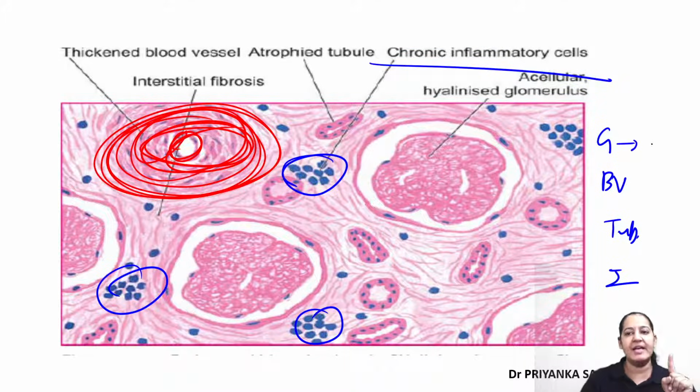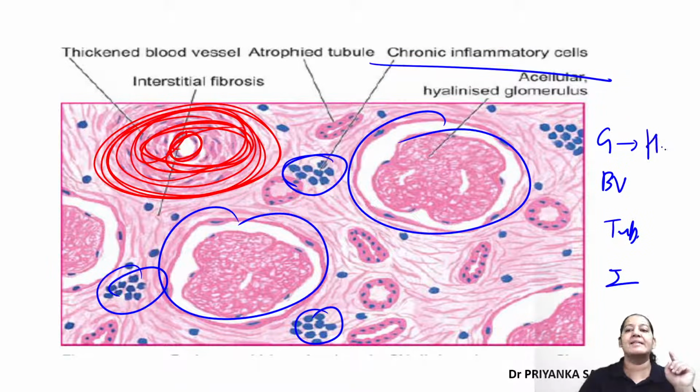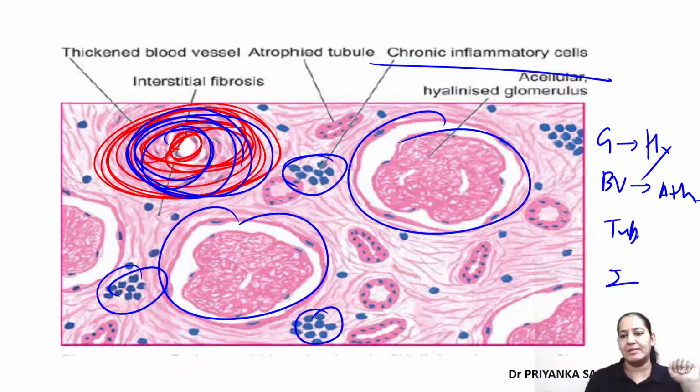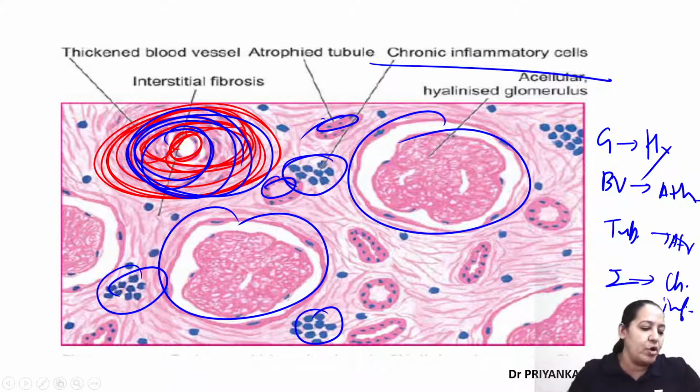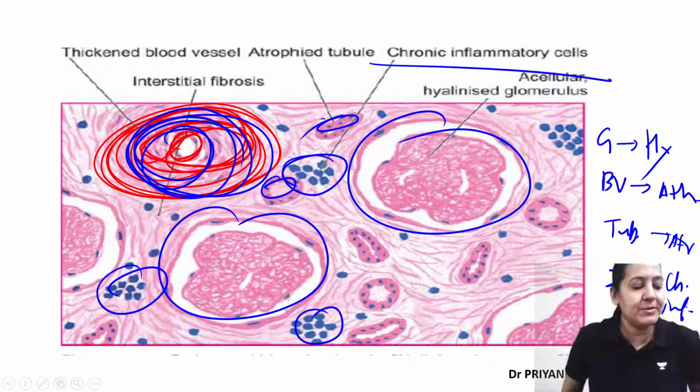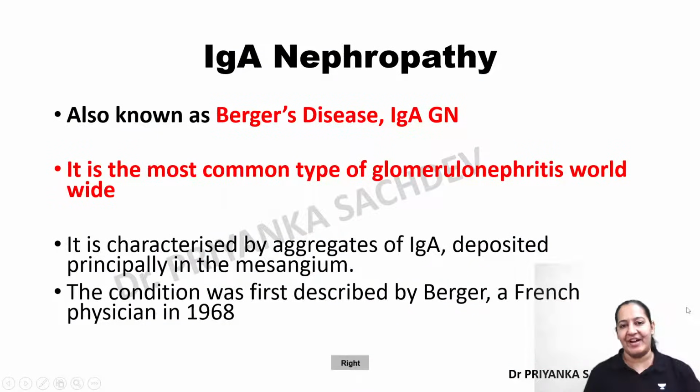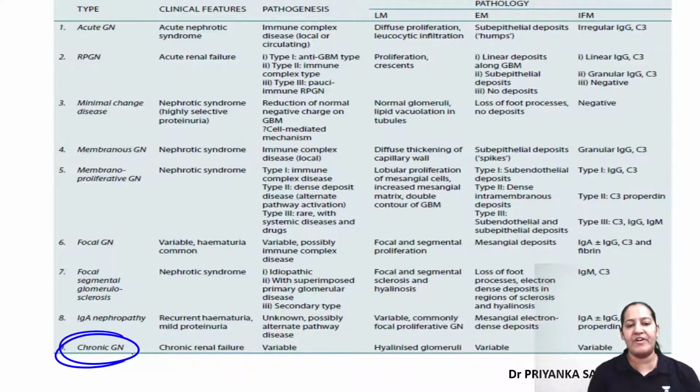Glomerulus: they converted into acellular masses, they are hyalinized. Blood vessel: shows arteriosclerosis, the wall is thickened. Tubules: they are atrophied, you can see small tubules. Interstitium, the background: chronic inflammation, not acute, only lymphocytes, not neutrophils. Everyone give me a thumbs up. So that is the summary of chronic glomerulonephritis. The chronic glomerulonephritis is done.